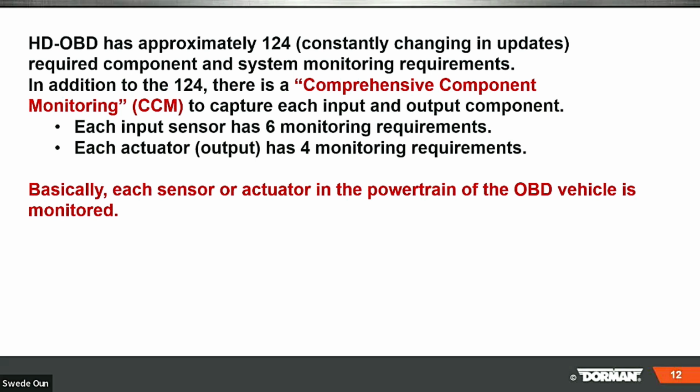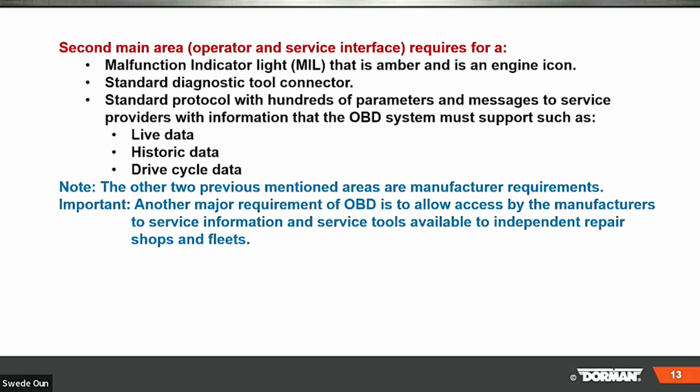Second main area, the malfunction indicator lamp. That is amber, and it is an engine icon. So far, so good? Just like you have in your cars. Standard diagnostic tool connector, just like in your car. You've got the 16-pin. Standard protocol with hundreds of parameters of messages to service providers. That's us, guys, with information that the OBD system must support, such as live data, historic data, drive cycle data.